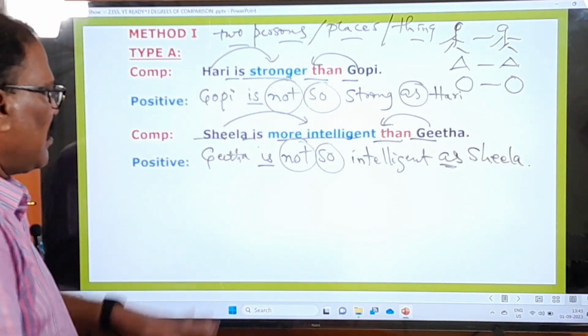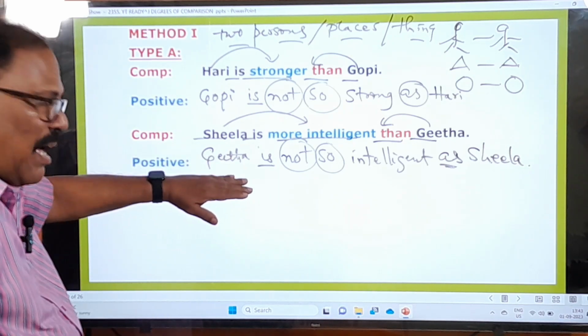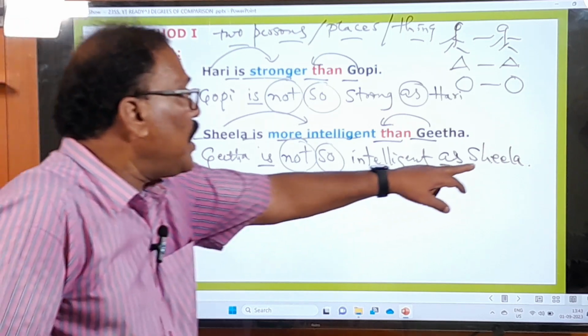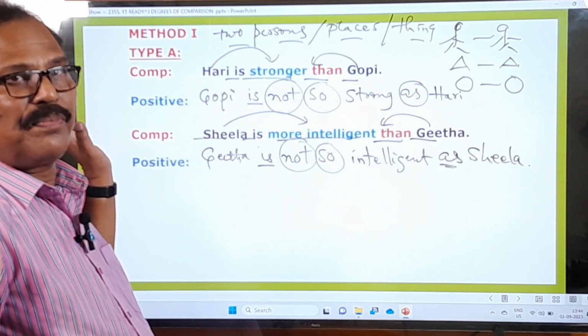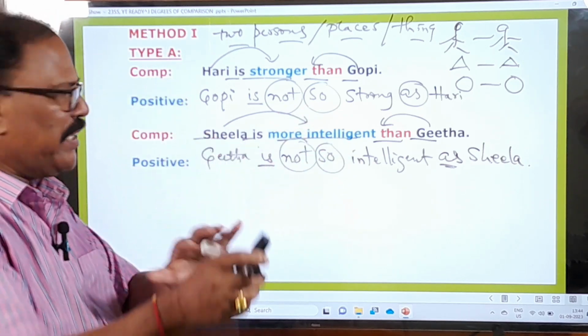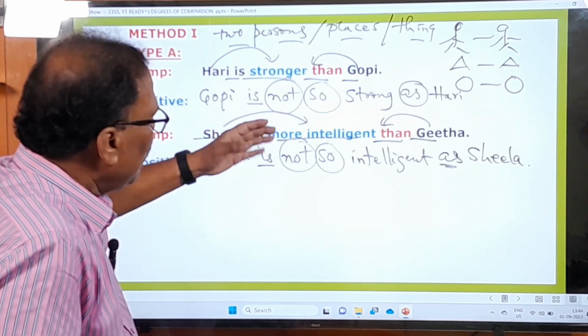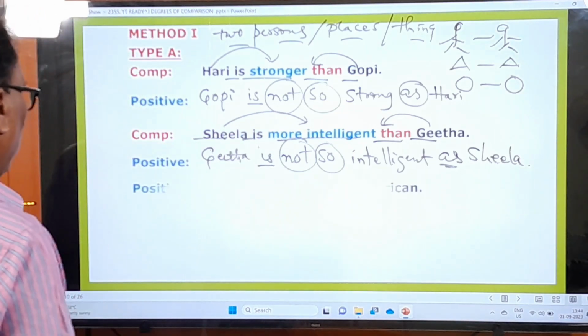Then what is the meaning of this? Then you have to take the meaning of the positive degree sentence from here. Geeta, Sheila antati telivainadi kaadu. If she is not as intelligent as the other, then she is less intelligent and the other is more intelligent. Automatically you are conveying the same meaning in this positive degree also, right? And now let's go to the other example.